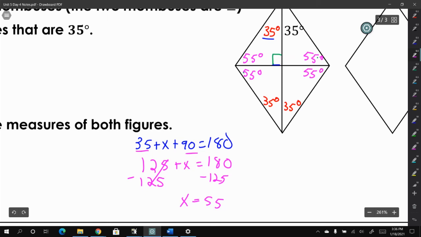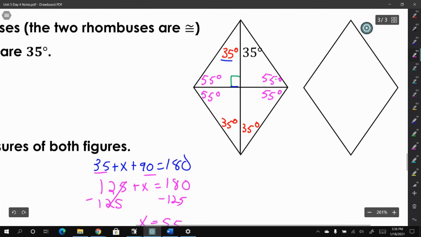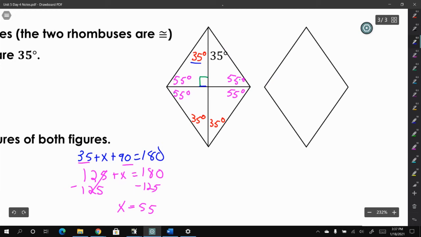Now the second picture, we do have the bigger angles to talk about, because each of these parts are 35. So altogether, they would be 70, 35 plus 35. And then over here, 55 plus 55 would give you 110 degrees. So you could always go either way when you're trying to find out these angles in the rhombuses.